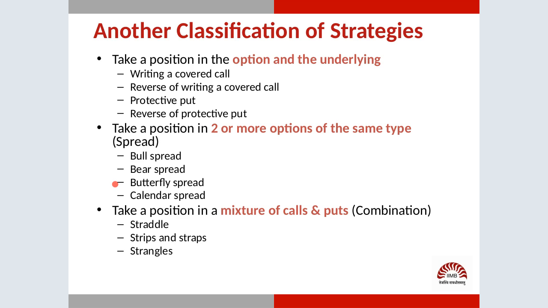The last one is the combination strategy, where we take both calls and puts, not just call or put, but call and put together. These are the three broad frameworks that we want to look at. In the first case, it is one option, which could be call or put, and the underlying. In the second case, it is multiple options, two or more, but of the same type, so only calls or only puts. In the third case, it is going to be a mixture of calls and puts. Right? So these are the three broad frameworks that we want to look at.